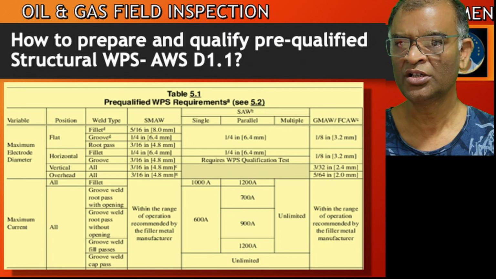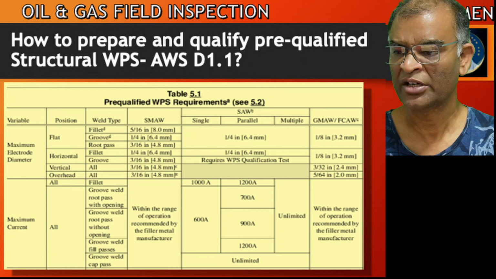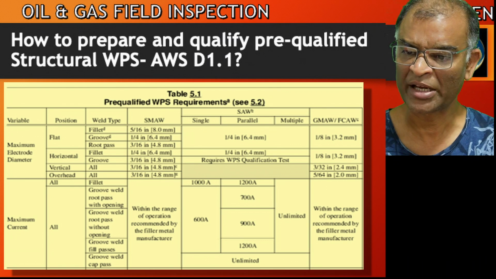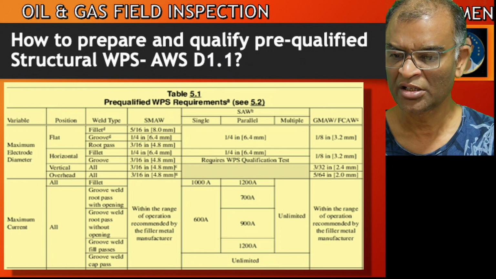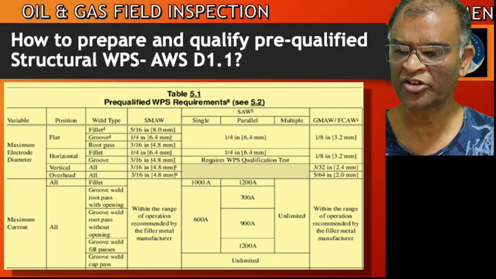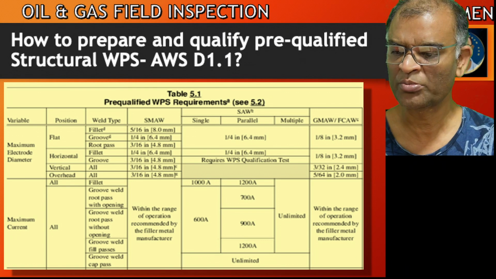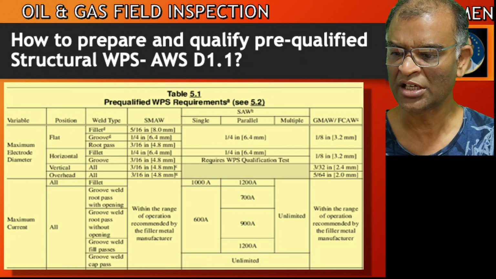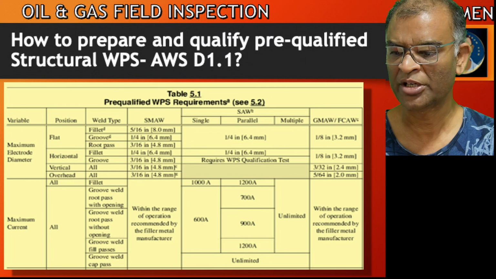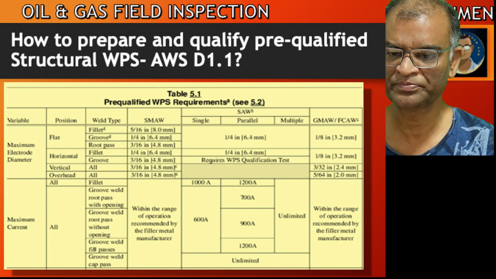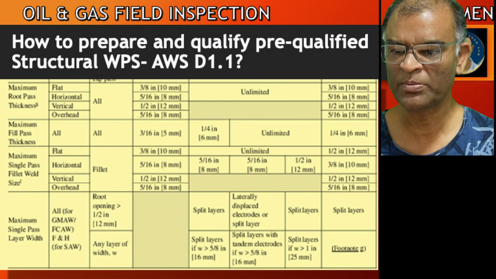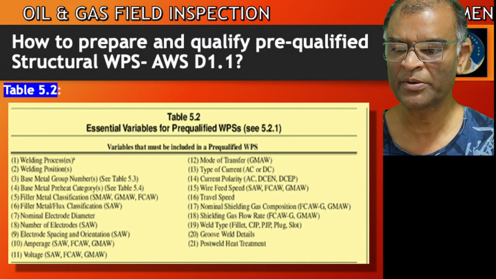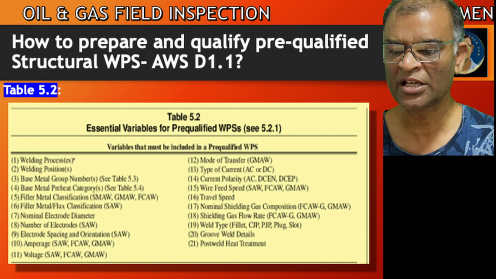Table 5.1 is the mandatory pre-qualified WPS requirements. You can see the maximum electrode diameter used for different positions, maximum current. For the current and voltage, that means electrical parameters, AWS D1.1 is emphasizing to use the range and operation recommended by the filler metal manufacturer. This table is the continuation of 5.1 where you can see maximum root pass thickness, maximum fill pass thickness, maximum single pass fillet weld size, maximum single pass layer width.